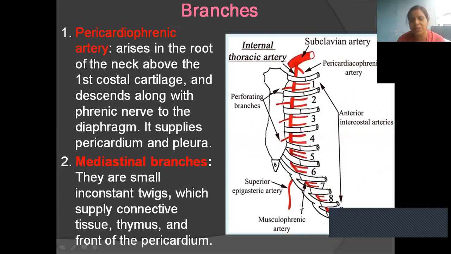Now coming to the branches, we saw the terminal branches. What are the terminal branches? I said superior epigastric and musculophrenic. Apart from that, this internal thoracic artery gives many branches like pericardiophrenic. Pericardiophrenic, in the sense, you don't read anything: pericardium and diaphragm. That means this branch supplies the pericardium and diaphragm. Then mediastinal branches. That means it goes and supplies the mediastinal structures. In the mediastinum, we have the heart and the mediastinal surface of lungs.